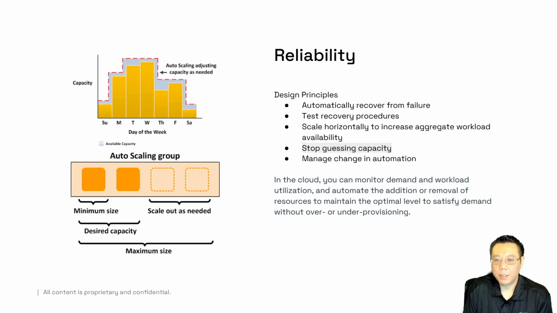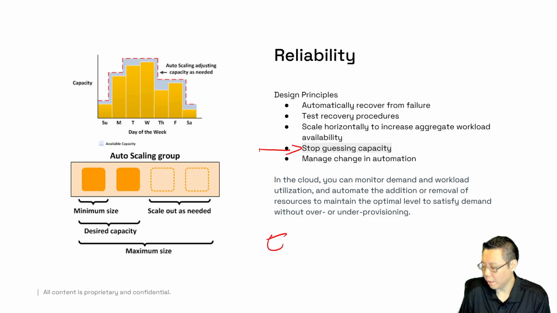Now, another design principle of reliability is stop guessing capacity. For those of you who are not in the IT working space yet, usually when we try to size something, we size it for a 3-year life cycle. And when we create our own hardware or our own data centers, we call something an end of service life, or EOSL. Some might call it EOL, or end of life.